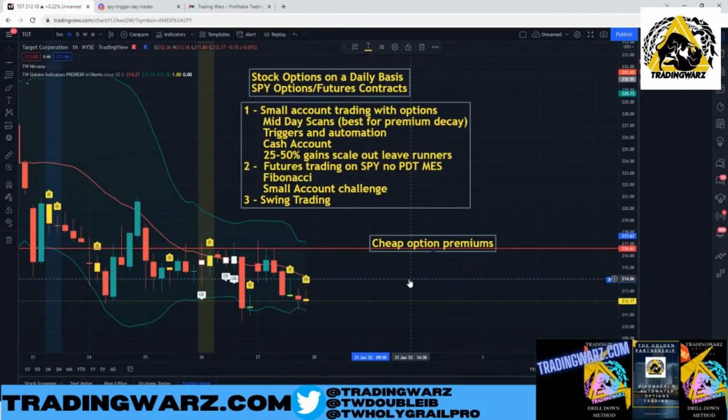Now let's talk a little bit about the mechanics. If you have below 25K and you're trying to get away from the PDT rule, you can do a cash account for options. So you don't have to deal with that issue at all. And the key to your success is going to be taking profits. You need to be able to take profits. So I wrote down here 25 to 50% gains where you want to scale out, and then you can leave runners. Depending on the size of your account, I'm going to go through a lot of examples with you right now.